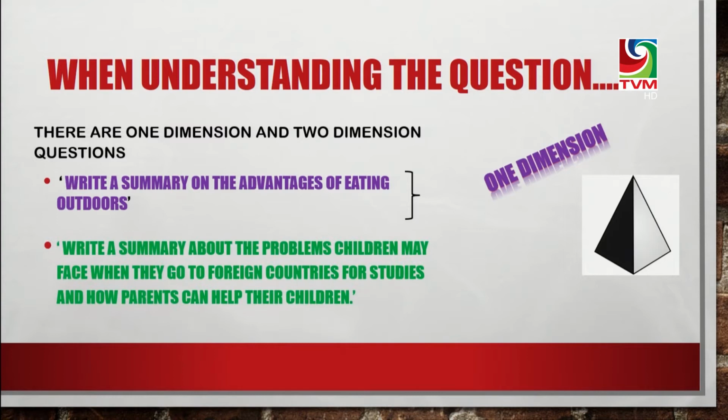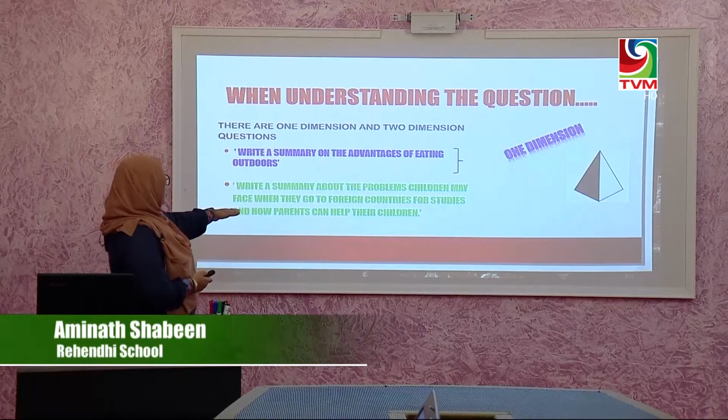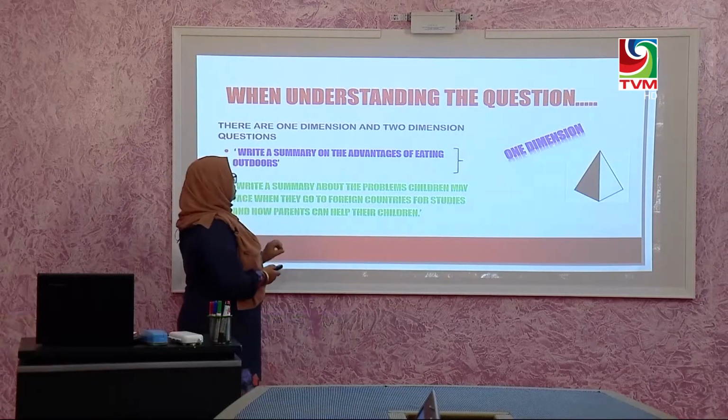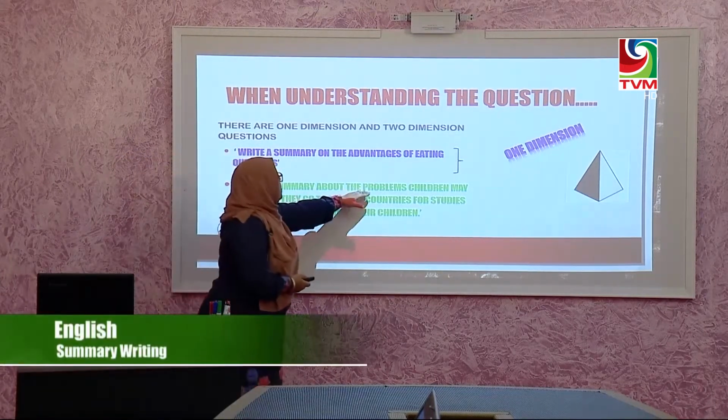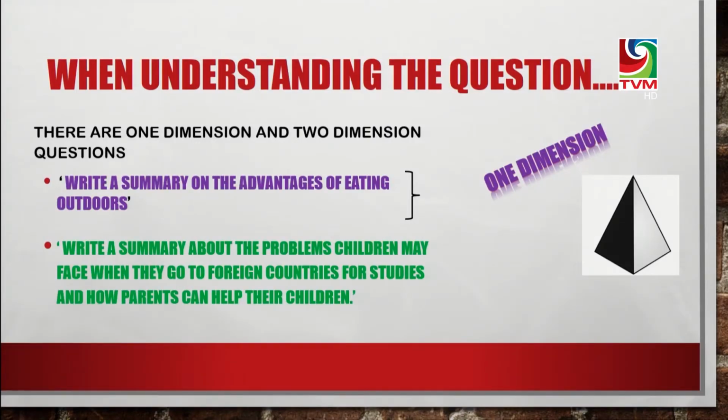Now let's take a look at another example. Write a summary about the problems children may face when they go to foreign countries for studies and how parents can help their children. When you look at the question itself, you know there are two parts to this question. The problems children may face and how parents can help their children. Therefore, this is a two-dimension summary.